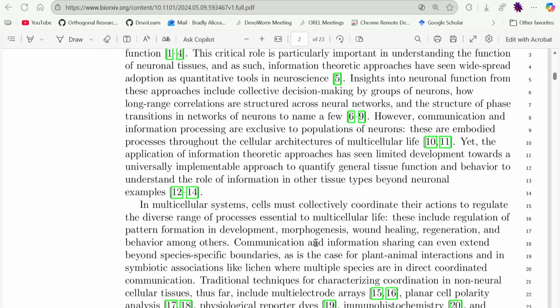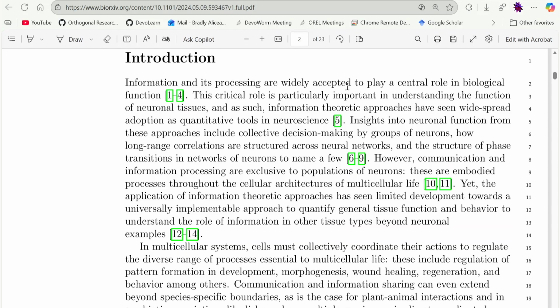So yeah, they talk a little bit about information and information theoretic approaches and how this is kind of key to understanding collective decision making in neural networks, but you can also use this in cellular networks to look at how these structures kind of reform themselves. So, think about the example I just gave of the monolayer that's been punctured and then cells filling in to that void.